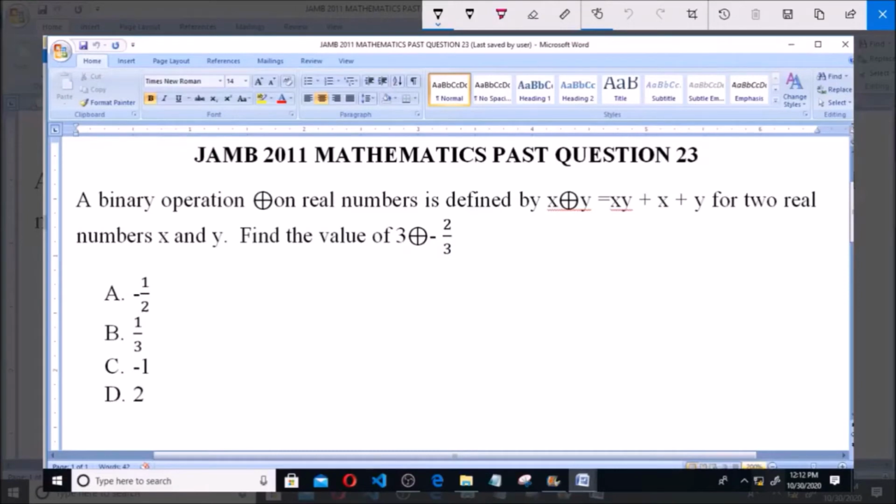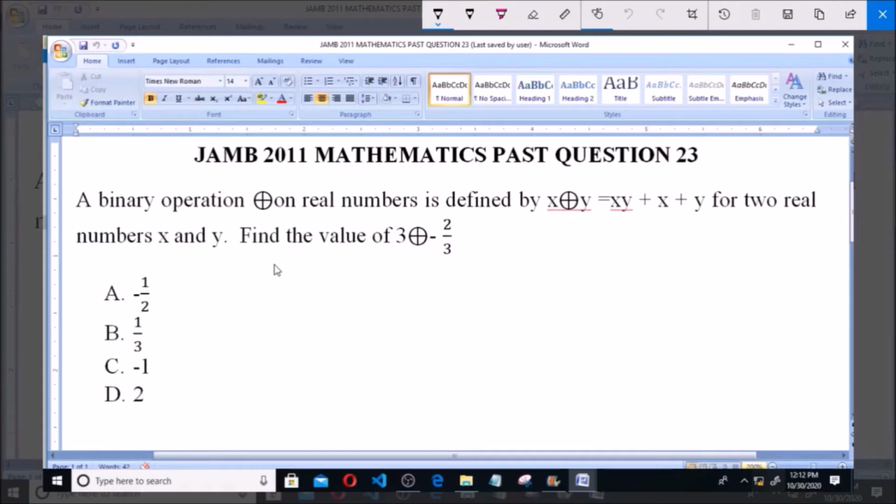I'll be answering JAMB 2011 Mathematics Past Question 23. A binary operation, circle, on real numbers, is given as x circle y is equal to xy plus x plus y for two real numbers x and y. Now find the value of 3 circle minus 2 over 3.